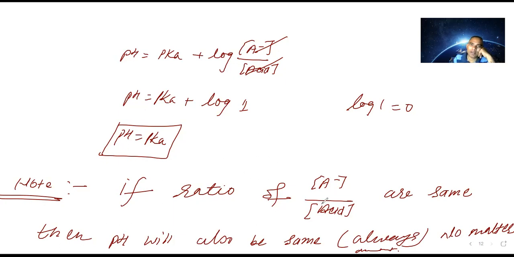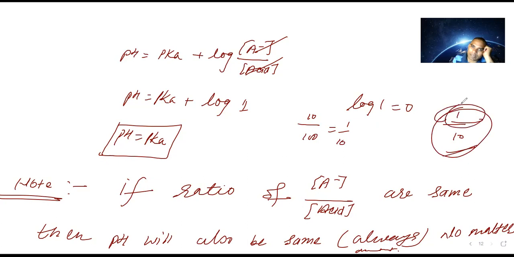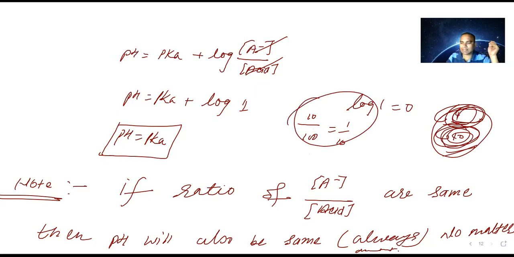Suppose this is 10 and here is 100, so the ratio is 1 by 10. Or you can add 1 upon 10, simply 1 ml and 10 ml. If you add 1 ml of base in acid, the same ratio of salt to acid will be there. Getting my point? So these are the characteristics and some points behind this. This is all about the buffer.